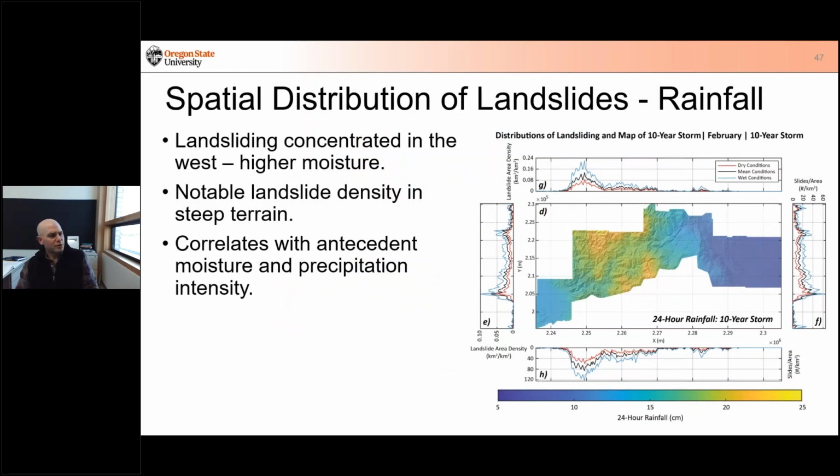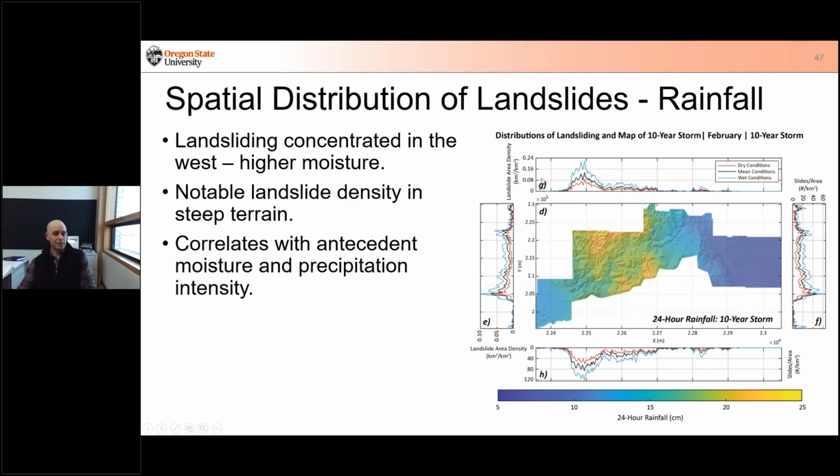We can look at the spatial distribution of landslides. The colored map here reflects the 24-hour rainfall for a given 10-year storm. We consider February antecedent conditions, and what we see is that landsliding is more concentrated in the west of our map, where there's higher moisture and frankly higher rainfall. You get a lot of rain in the Oregon Coast Range. Of course, there's expected more landslide density in steep terrain, although landslides happen in gentle terrain too. And there's a correlation between antecedent moisture and precipitation intensity.